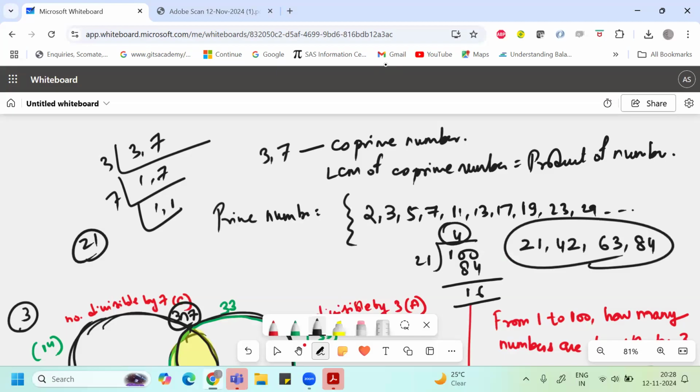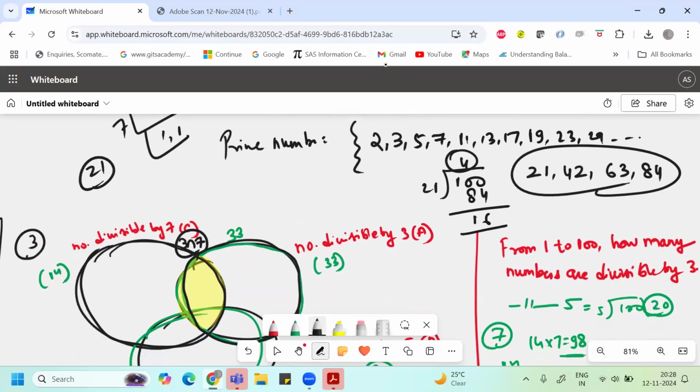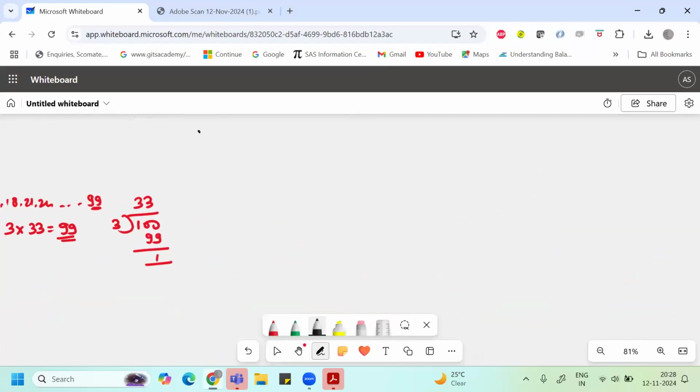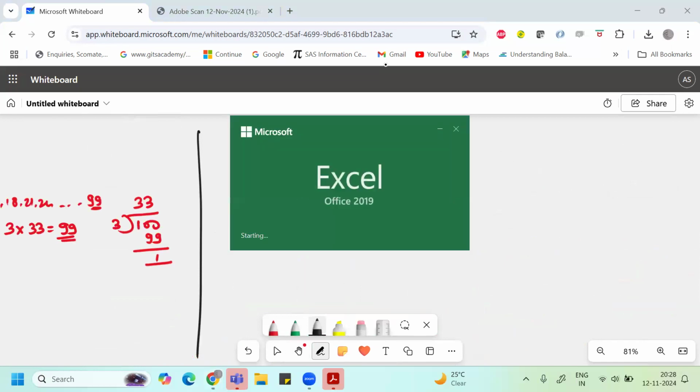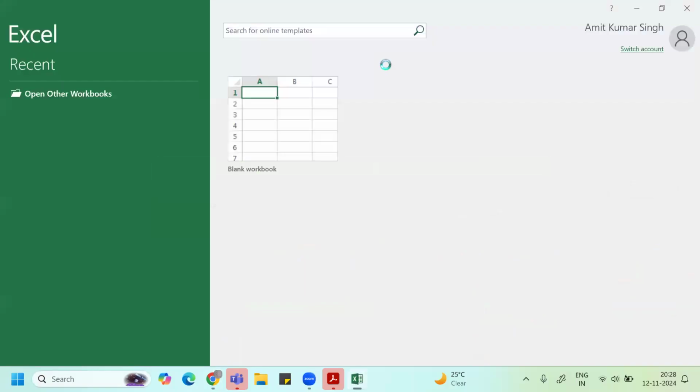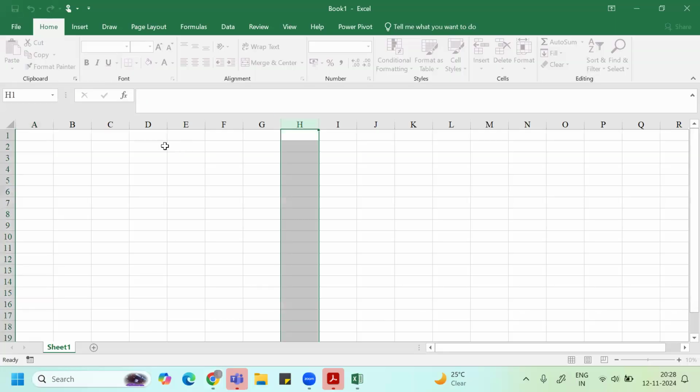So the area I have marked here in yellow is where I'm looking for numbers divisible by both 3 and 7. If you have not understood this, I can show you in Excel also. I can write the table of 3 and the table of 7, and then show you those numbers. I hope mathematically you are able to understand.